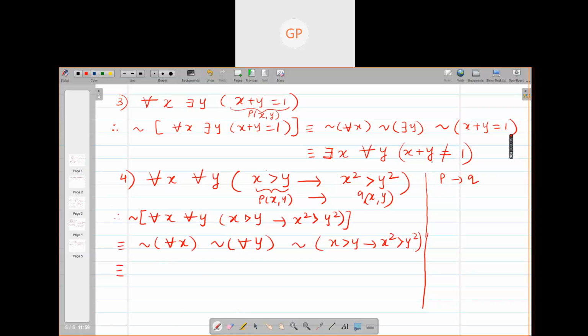Here you have to use a different technique. Conjunction negation. We have done this. P implies Q is equivalent to negation P or Q. Therefore, negation of P implies Q is equivalent to negation of negation P or Q. Now inside we will have negation. So P and negation Q, right?